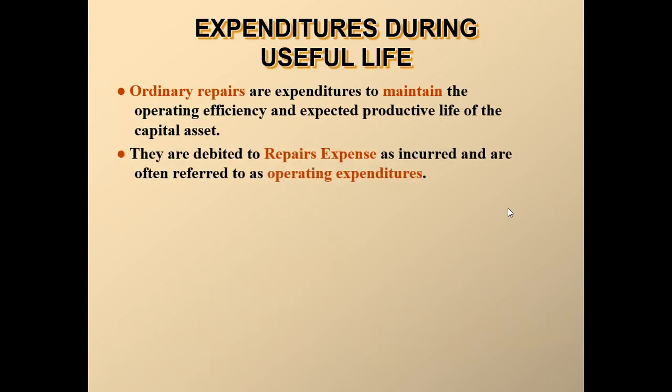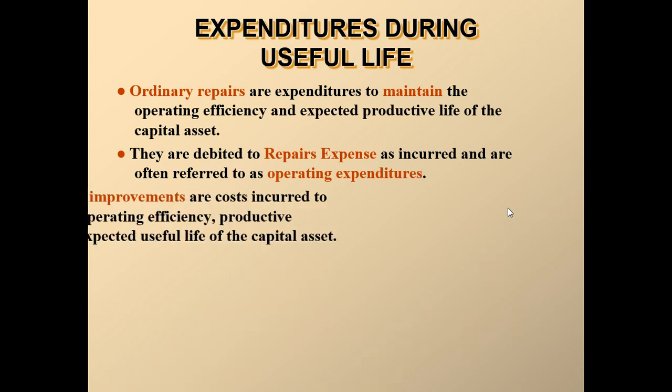So expenditures during the useful life. Ordinary repairs are expenditures to maintain the operating efficiency and expected productive life of the capital asset. Okay, so as we saw in grade 11, there's always going to be expense accounts associated with the fact that there's always wear and tear of certain items. And if you look at an automobile, for example, you might have a gas and oil expense or maintenance expense. Okay, that's apart from depreciation. So don't forget that. They'll be debited to repairs expense as incurred and are often referred to as operating expenditures, as we saw in previous chapters and in grade 11.